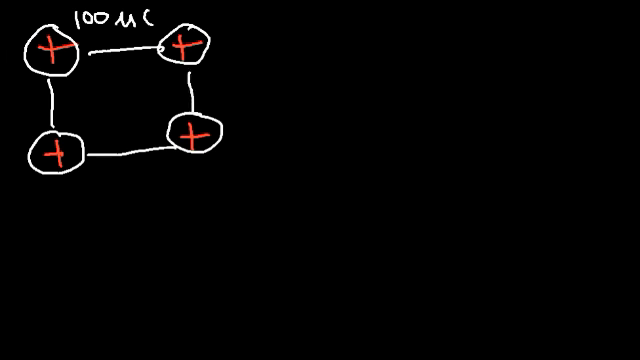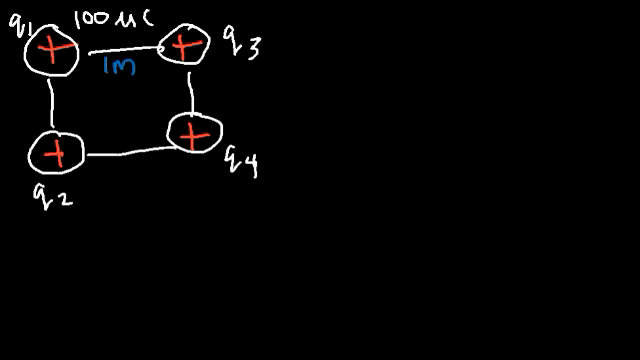Let's try this problem. Let's say we have 4 positive charges in a square. These charges are identical. The charge for each one is 100 microcoulombs, and each charge is separated by a distance of 1 meter. Let's call the first one Q1, Q2, this one Q3, and Q4. Now, what is the net force acting on Q4? Feel free to pause the video and work on this example.